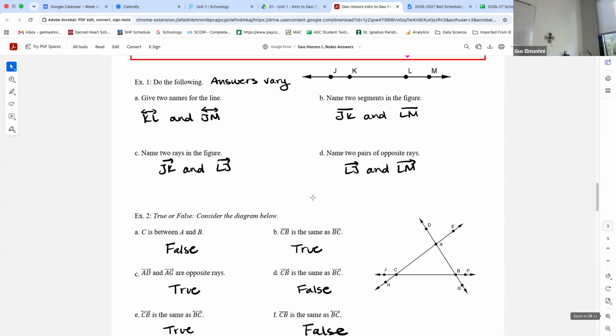But the pair of opposite rays has to be a little more mindful. Like LJ and LM, they have to have the same endpoint. They've got to start at the same place and just go in opposite directions, right?